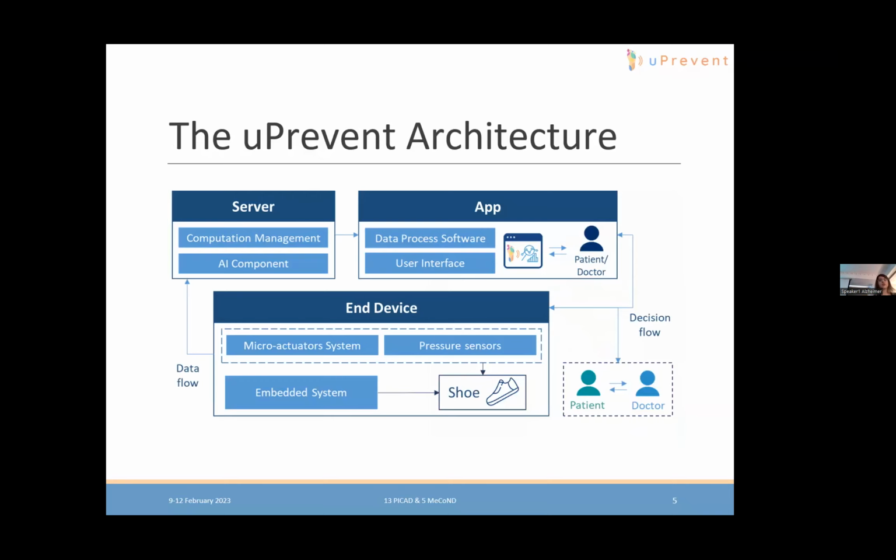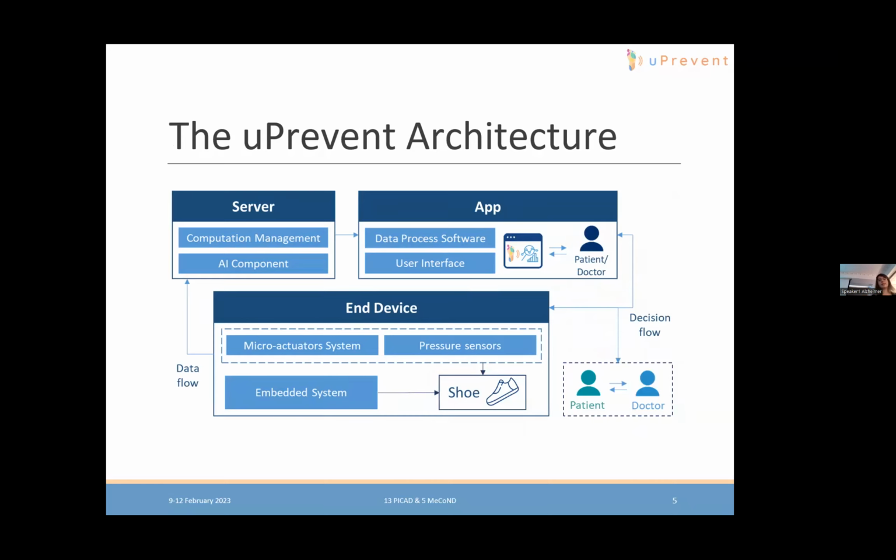The architecture of the end device consists of pressure sensors and actuators. The plantar pressure data recorded from this device are sent to an external computation management AI component for the computation of the redistribution of the plantar pressure areas.